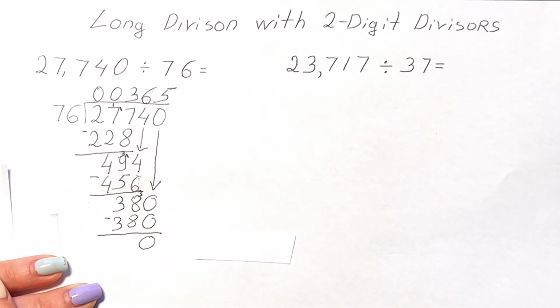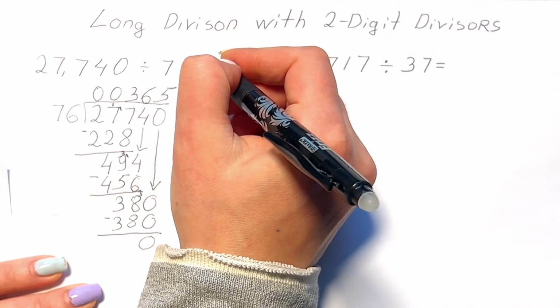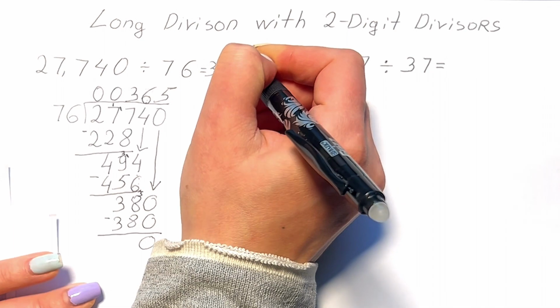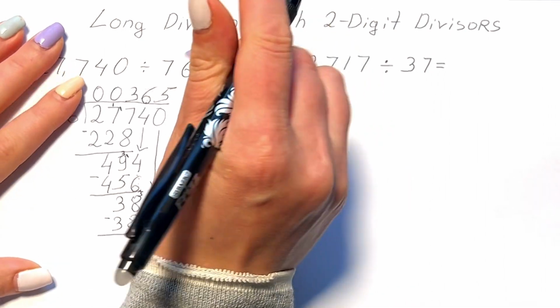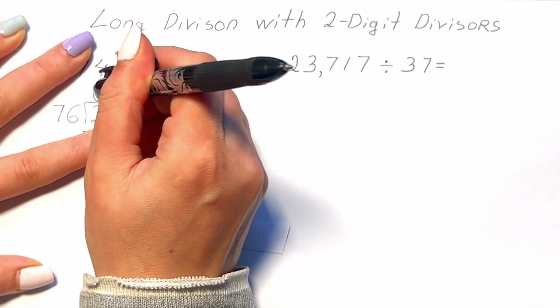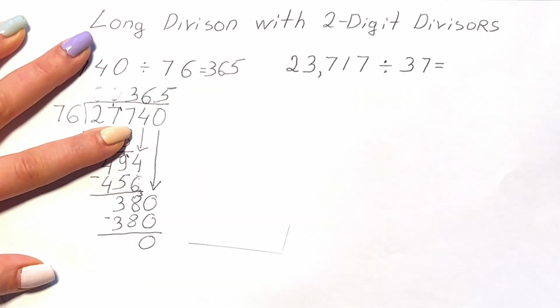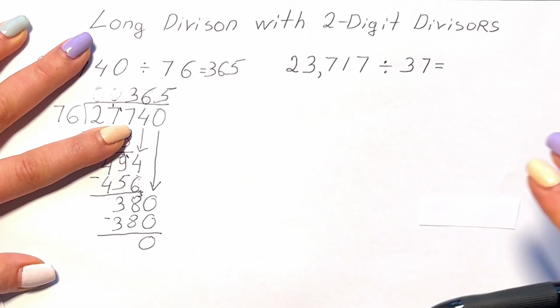So 27,740 divided by 76 will be equal to 365. Let's don't forget to erase the zeros because number never can start with zeros. Let's do one more example.